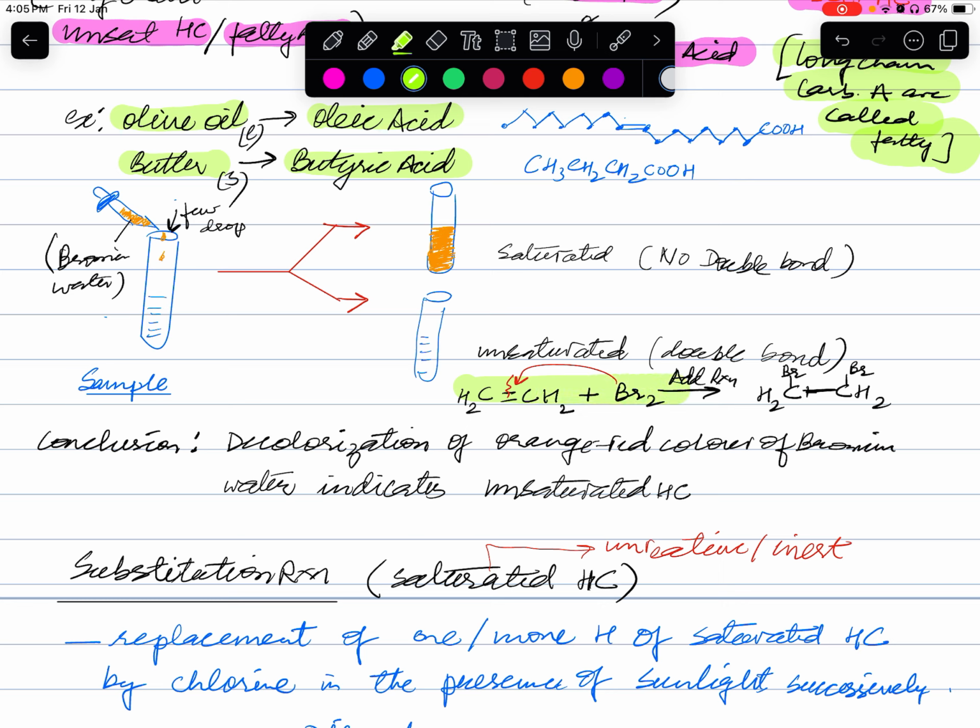In case of an unsaturated hydrocarbon, this reaction takes place. This reaction takes place only in the case of unsaturated hydrocarbon. Therefore, the orange red color of bromine water will get decolorized, and it is an indication of unsaturated hydrocarbon. So you have to remember this activity, because they may ask you the reason why the orange red color of bromine water gets decolorized when bromine is added to a sample of any hydrocarbon.